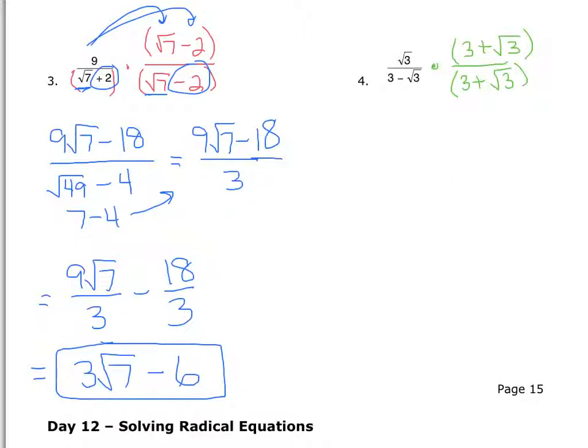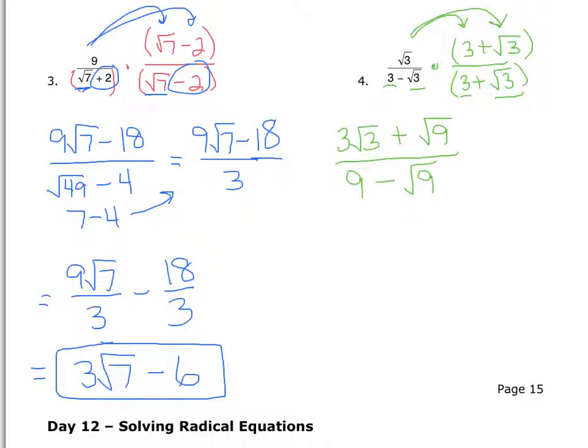You'll notice I have a radical in the numerator, so I do need to be a little bit more careful with my distribution here. So we're going to get 3 times radical 3 when the radical 3 is multiplied through, plus, and then radical 3 times radical 3 is radical 9. We'll clean that up later. On the bottom, we multiply the first parts. 3 times 3 is 9. Minus, and then negative radical 3 times radical 3 will give us negative radical 9.